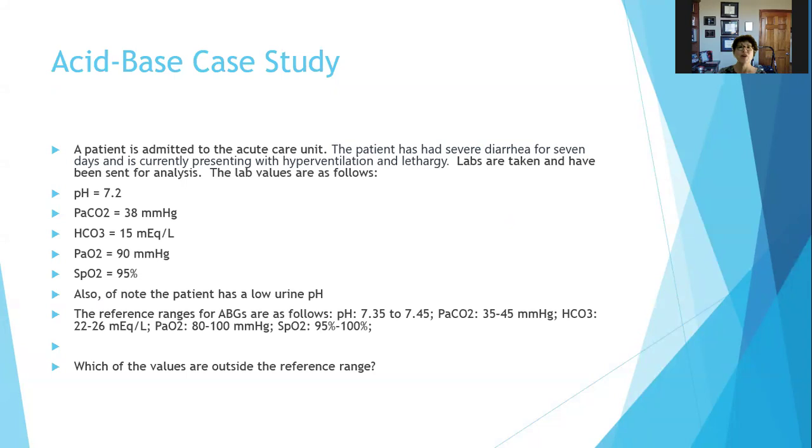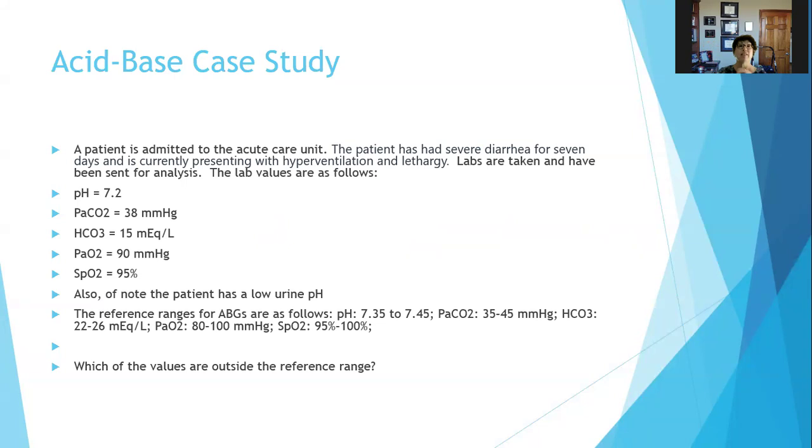So the reference ranges are pH 7.35 to 7.45, CO2 35 to 45 millimeters of mercury, bicarbonate 22 to 26. I think we're starting to see some things here. Oxygen 80 to 100, and oxygen saturation 95 to 100%. Which of the values are outside the reference range? Obviously the pH is low, so it's acidosis. The CO2 is normal.